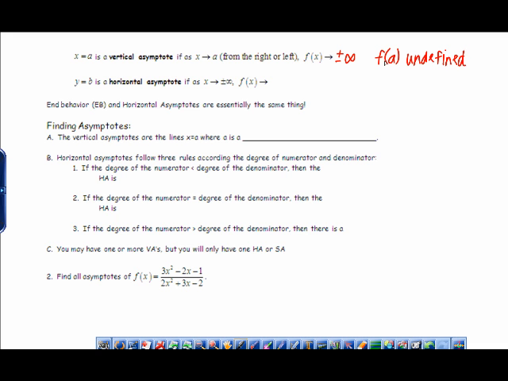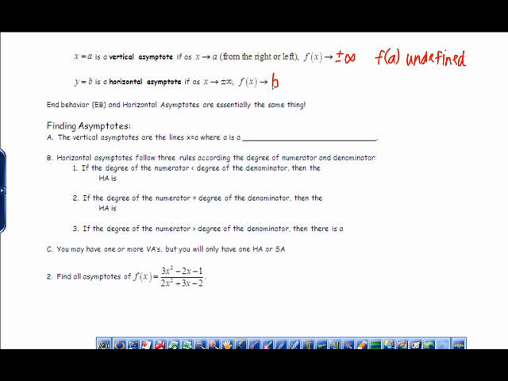Now there's another time when we might have f of a undefined, but it's not a vertical asymptote. That would be called a removable discontinuity or a hole. But this part right here is exclusive only to vertical asymptotes. Horizontal asymptotes are created for a different reason. So we have y equals b is a horizontal asymptote if as x is approaching positive or negative infinity, f of x is approaching this b value. It's leveling out.